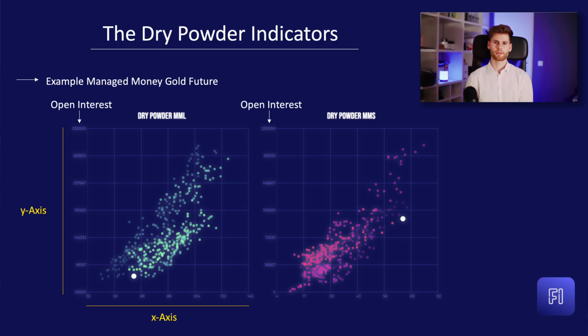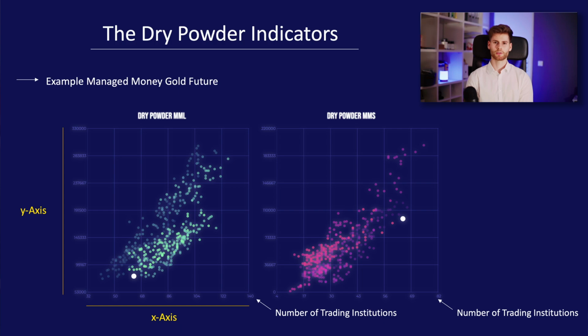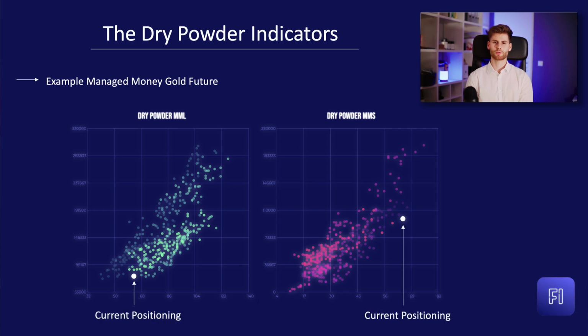The x-axis, on the other hand, shows us the number of trading institutions that are currently holding these long or short contracts. The larger white dot shows us the current positioning. In this case, the managed money holds a total of 95,850 long contracts. These 95,850 long contracts are held by a total of 74 different trading institutions that are classified as managed money according to the disaggregated CoT report.